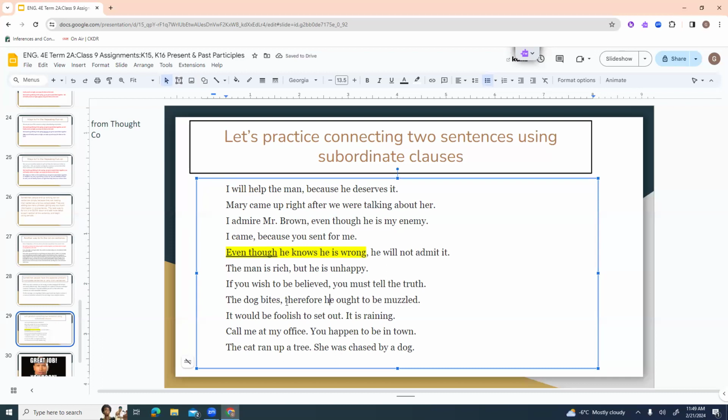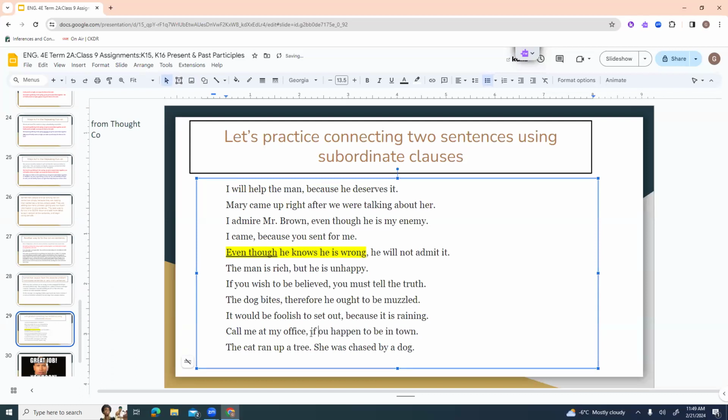It would be foolish to set out. It is raining. So why is it foolish to set out? Set out means like to travel, because it's raining. So I'm just going to write because, one of the handiest words ever. Comma, because it is raining. Call me at my office. You happen to be in town. So call me at my office if you happen to be in town. That would work. Call me at my office if you happen to be in town.